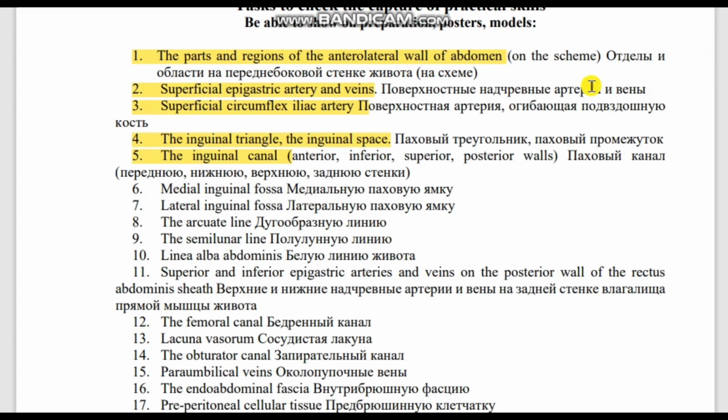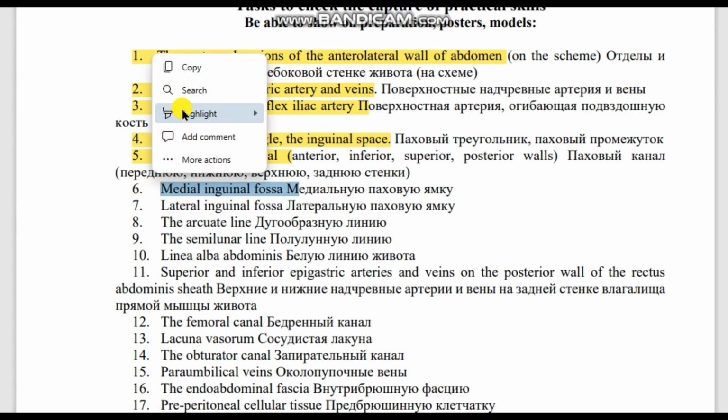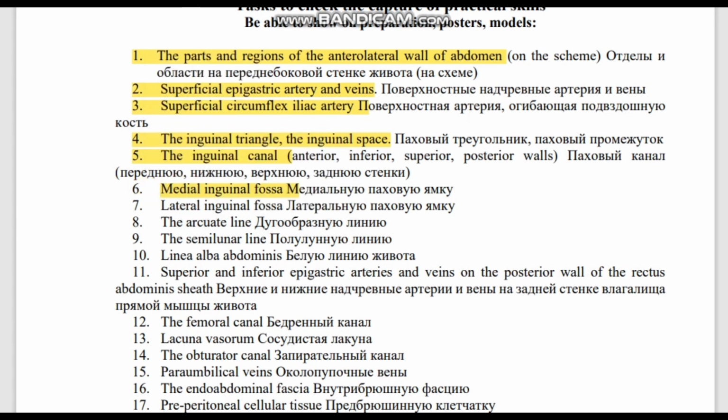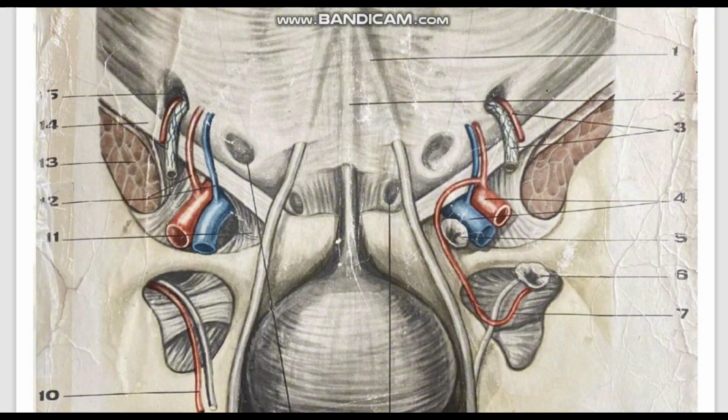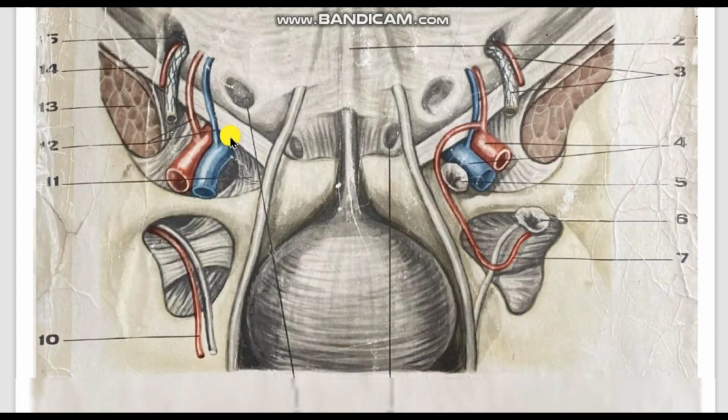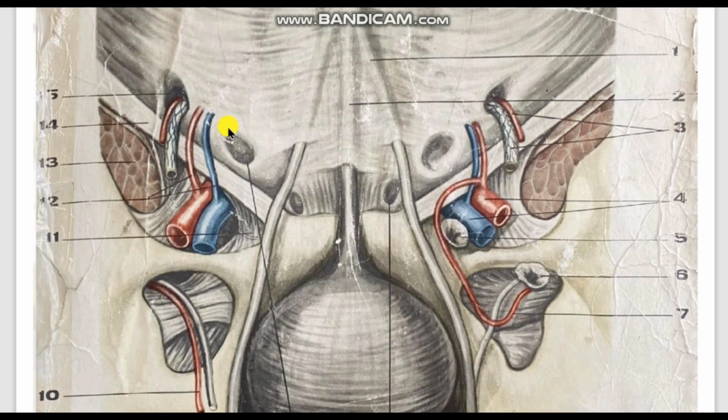Let's see the next structure. We have the medial inguinal fossa. Here you can see the medial inguinal fossa, right? It's the depression located within the inguinal triangle on the peritoneal surface of the anterior abdominal wall. So it's also in the anterior abdominal wall. That's its location.